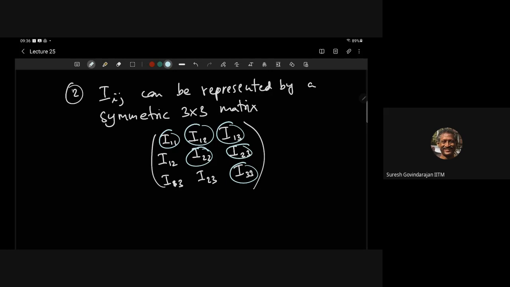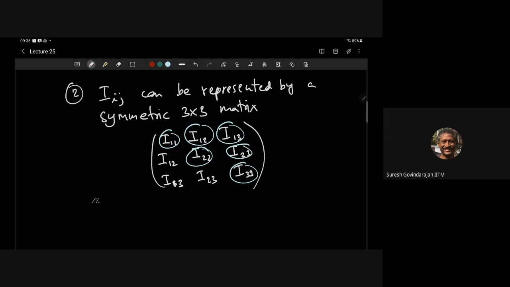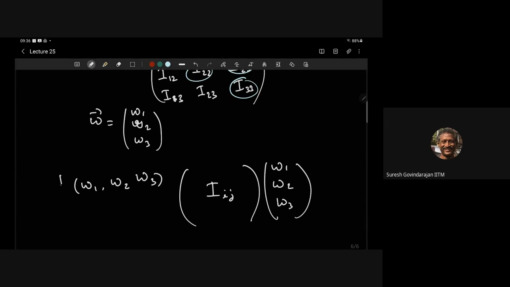And then we can do the following. We can write omega to be this vector omega 1, omega 2, omega 3, and then T, where we can write it as the transpose of this. So omega 1, omega 2, omega 3, and the matrix Iij, times half of this, plus, of course, half M.